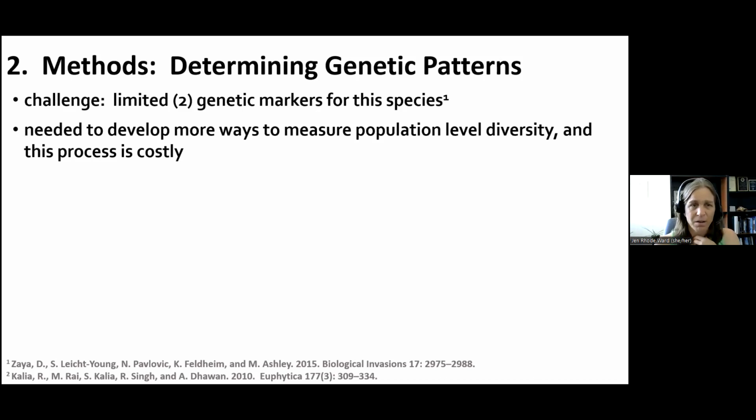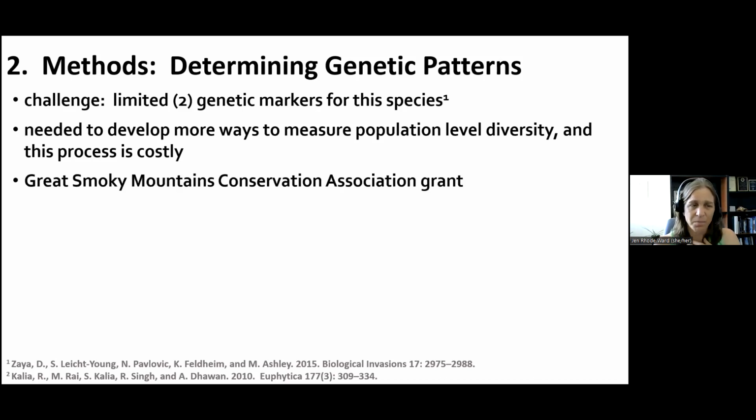So my collaborator, Matt Estep at Appalachian State, and I applied for a grant from the Great Smoky Mountains Conservation Association and got that grant. And the $3,000 to $4,000 that I mentioned gives you raw data that you can use to develop these population markers, and it gives you raw data for 8 species.